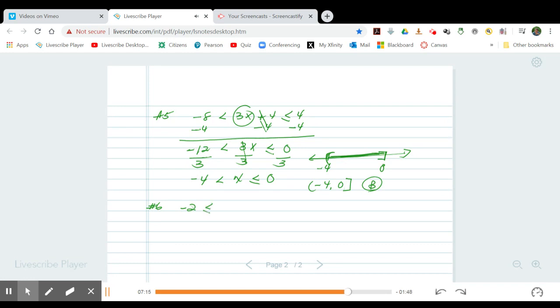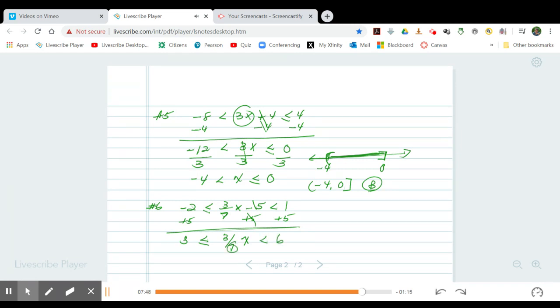Number 6. -2 is less than or equal to 3/7 of x minus 5, which is less than 1. The major problem here is this fraction, and we'll deal with that in a moment. First thing I want to do is get this x term all by itself. I want to add 5 to the left and to the right. -2 combined with a +5 is 3, less than or equal to 3/7 of x, which in turn is less than 1 plus 5, which is 6.